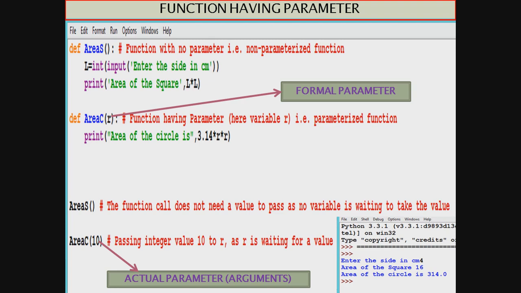Now let us also understand one thing. R, while defining area C, is the formal parameter, and 10 is the actual parameter. So the value we actually send is known as actual parameter or actual argument, and the variable which takes the value, which is defined as parameter in the parameter list of the function definition statement, is known as the formal parameter. Okay students, so let us proceed further.